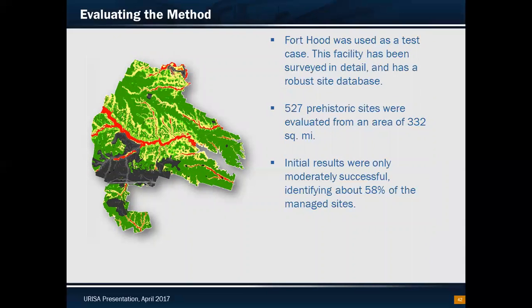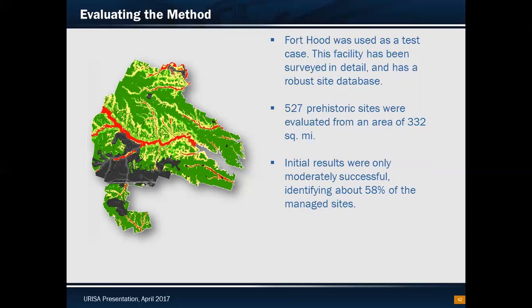When we developed this, we then tried to evaluate it by looking at Fort Hood as a test case. Fort Hood is a fairly large Central Texas Army base that has a magnificent inventory of archaeological sites that have been accumulated and evaluated over the years. So it's a great test case that isn't available to many places. So we applied the initial model to Fort Hood. We got fair results. We identified about 60% of the sites, but that meant we were missing 40%.